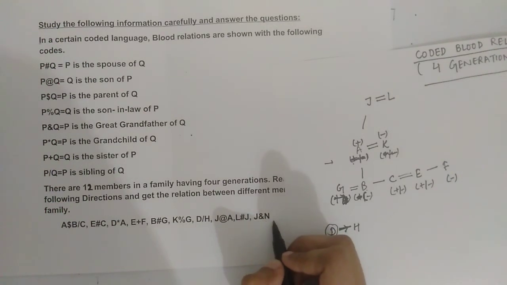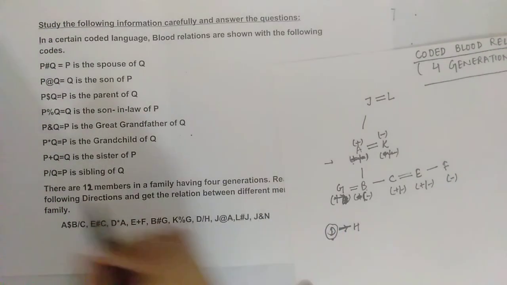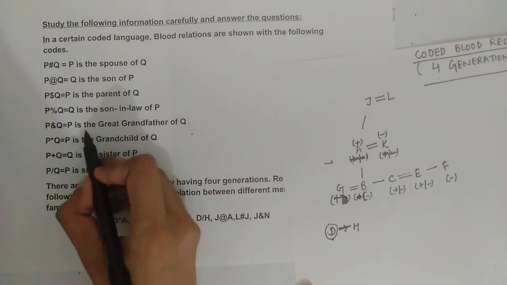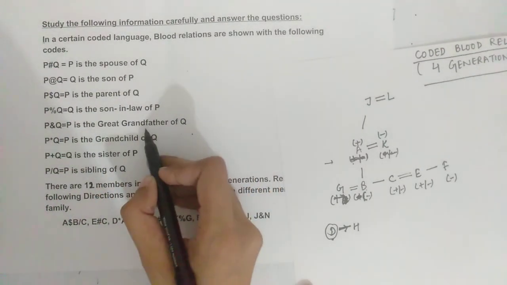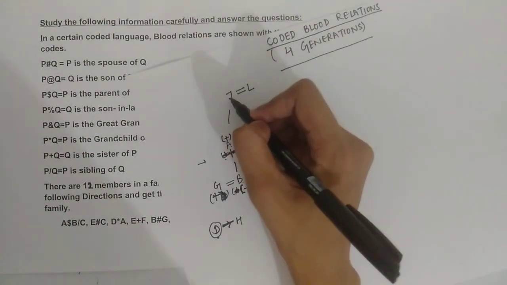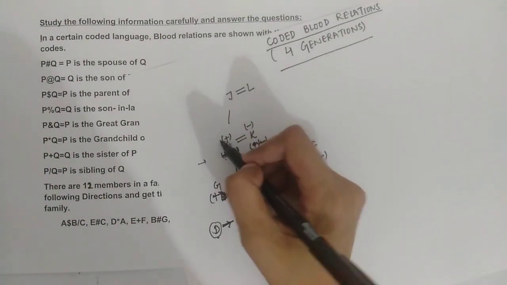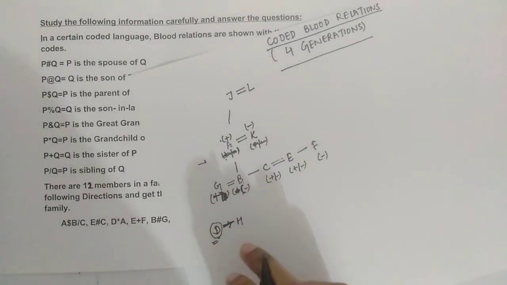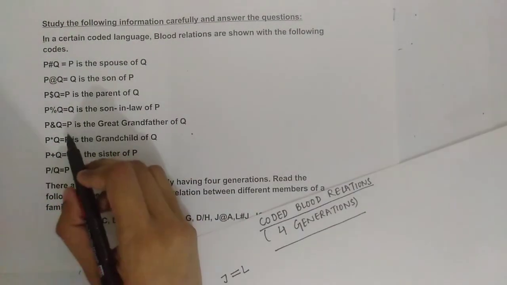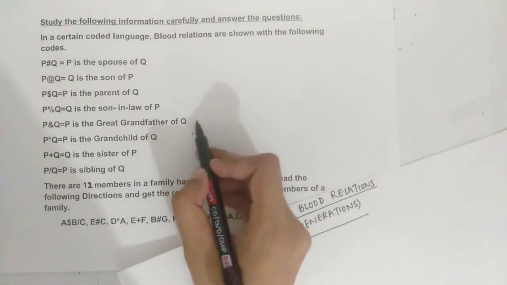J and N. J and N means J is the great grandfather of N. If J is the great grandfather of N, J is here. This will be J's child. This will be J's child. So N will belong to this generation as J is the great grandfather of N.